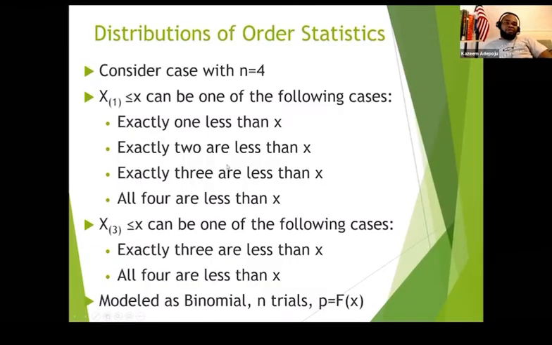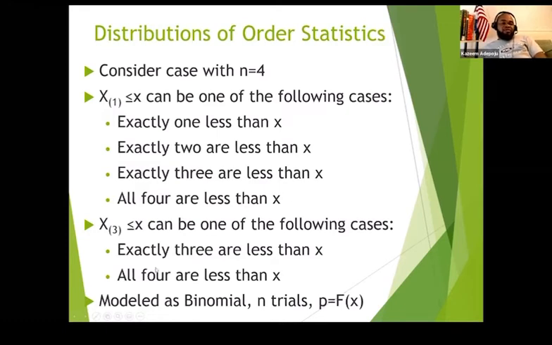So, in the distribution of order statistics, consider for example a case with n equal to 4, where you can have the minimum less than or equal to x, and it can be of the following cases. You can talk about exactly 1 less than x, exactly 2 less than x, 3 less than x, or 4 less than x. Because you are considering a sample size of 4, there's a possibility of 1 less than x, 2 less than x, 3 less than x, and 4 less than x.